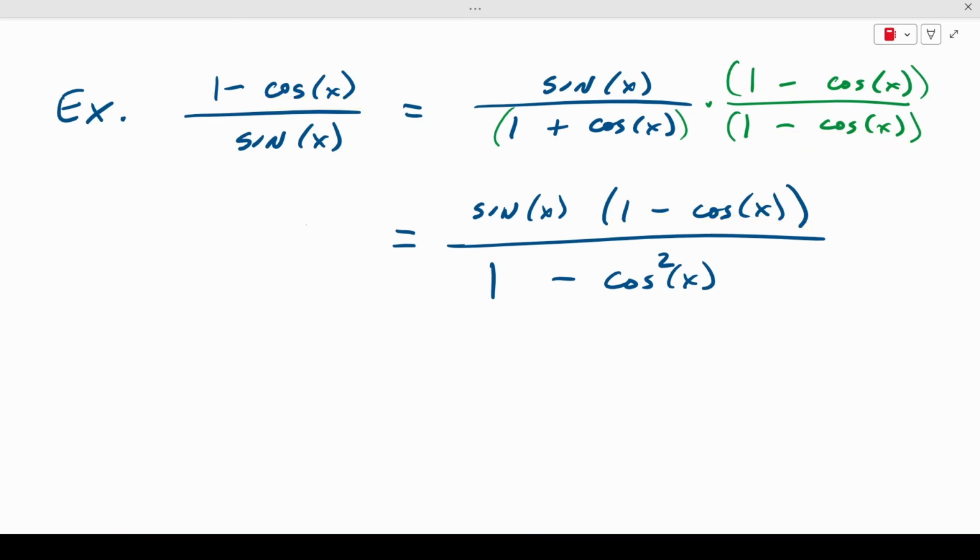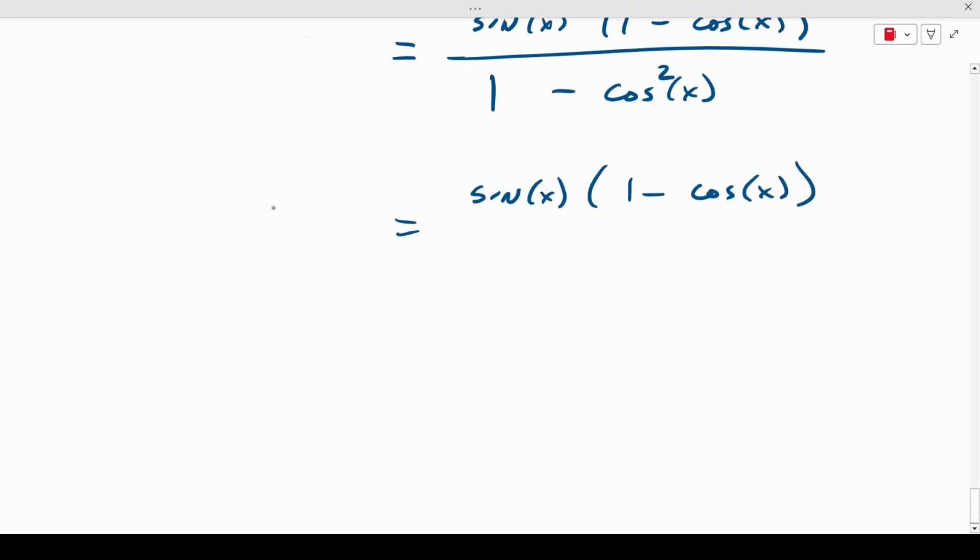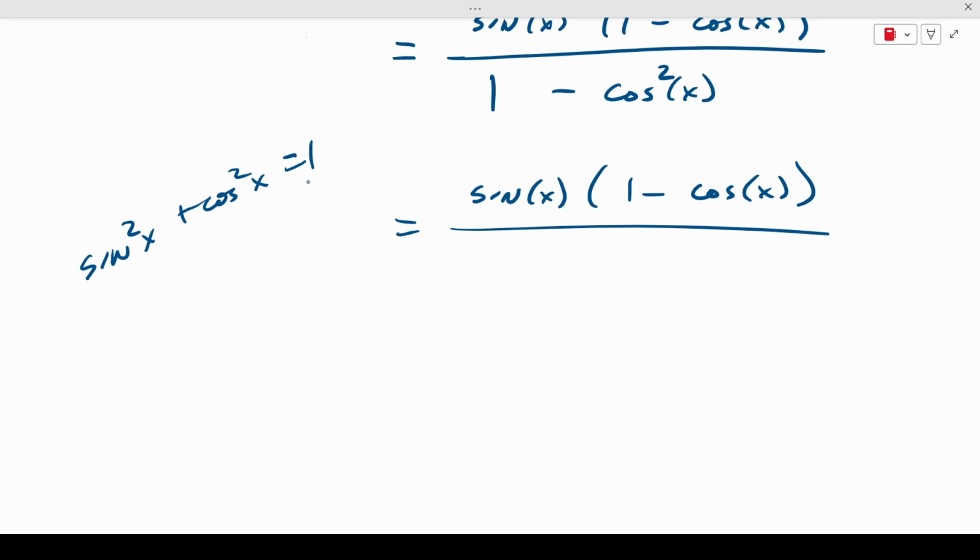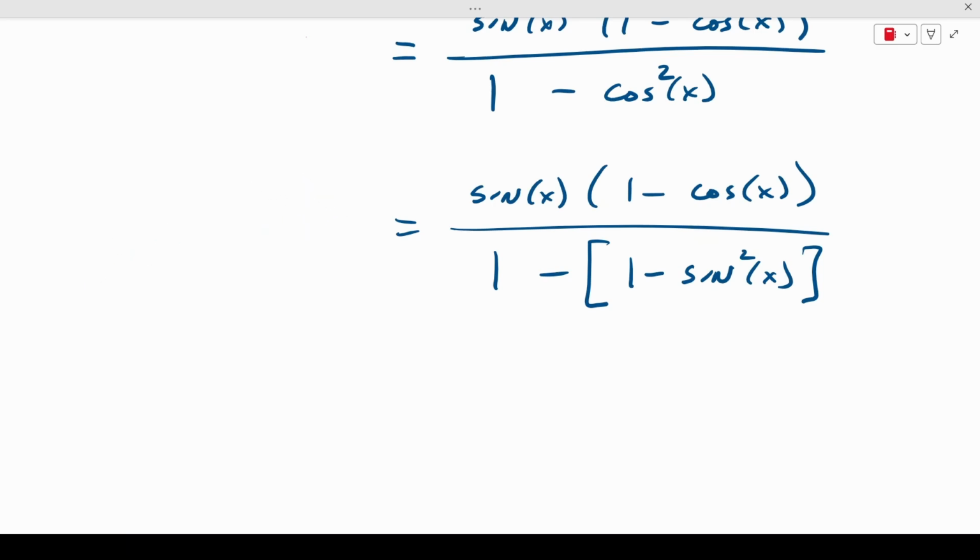So I'm looking at my denominator now. I'm going to use the Pythagorean identity. I'm going to rewrite cosine x squared. And I'm going to rewrite it as what? Well, I have sine x squared plus cos x squared equals 1. So cos x squared is 1 minus sine x squared. So I have 1 minus bracket 1 minus sine x squared. That's a correct application of the Pythagorean identity. So that's fine. And now I have a bit of simplification that I can do here.